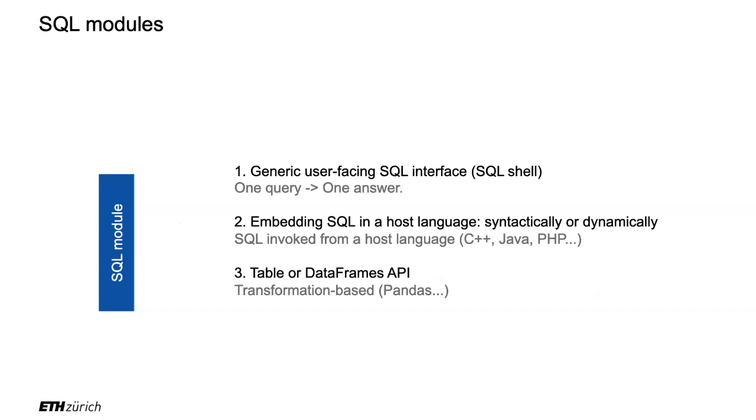The second way is typical for websites. You embed SQL in a host language, and there are several ways of doing that. You generate a query in that way, in Java, in PHP. And then you have an application programming interface, also called API, that allows you to iterate over the table and process the results that you've just received.